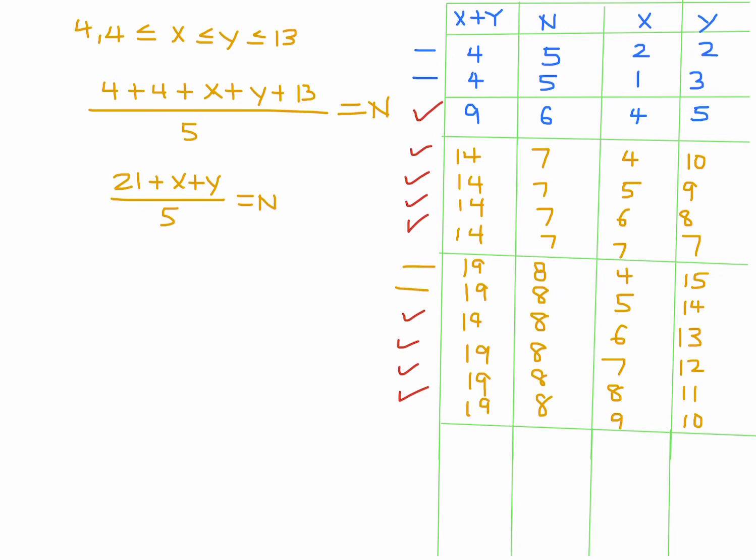Next one, of course, is 24. And that would mean n is 9. The only ones that will work according to the conditions are 11 and 13, and 12 and 12. And that's for 24 and 9. And that's it. After this, you'll find that they won't work if you try.